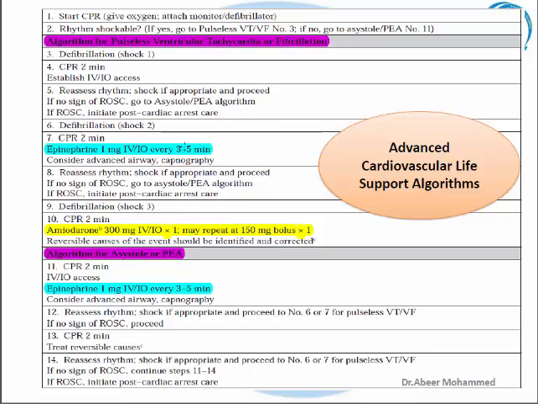That means CPR, shock, and during that, after the second CPR, we should administer epinephrine. Epinephrine is a beta-1, beta-2, alpha-1 agonist. That means, according to its alpha-1 vasoconstrictive effect, it will lead to increased systemic vascular resistance, and that will lead to increased coronary perfusion pressure.